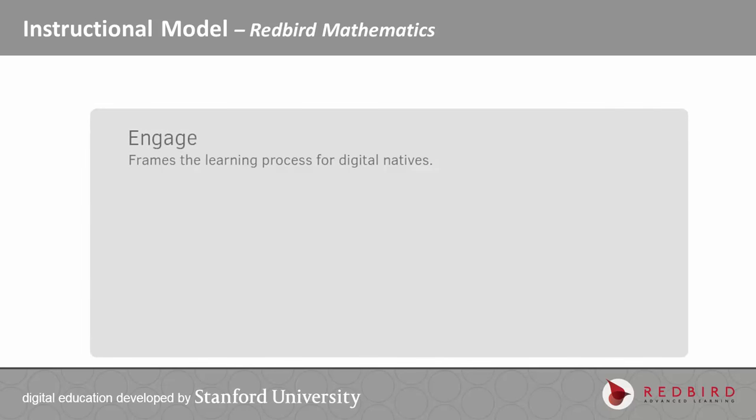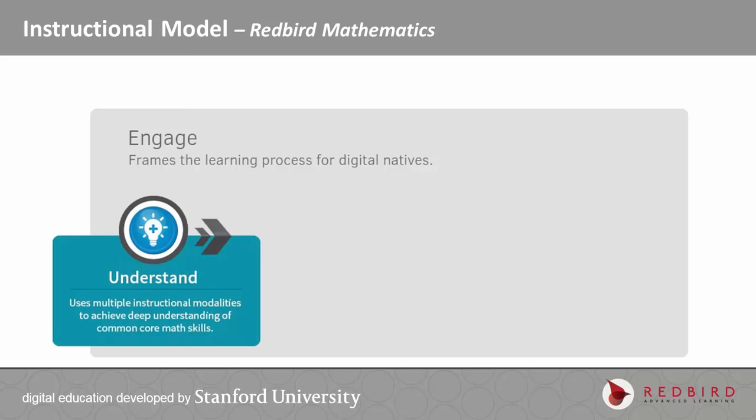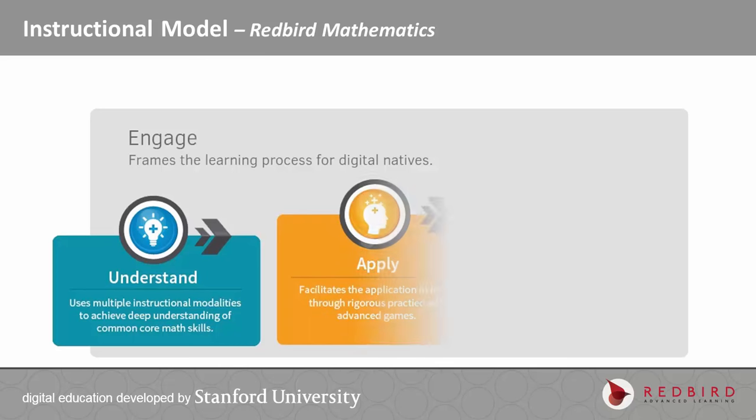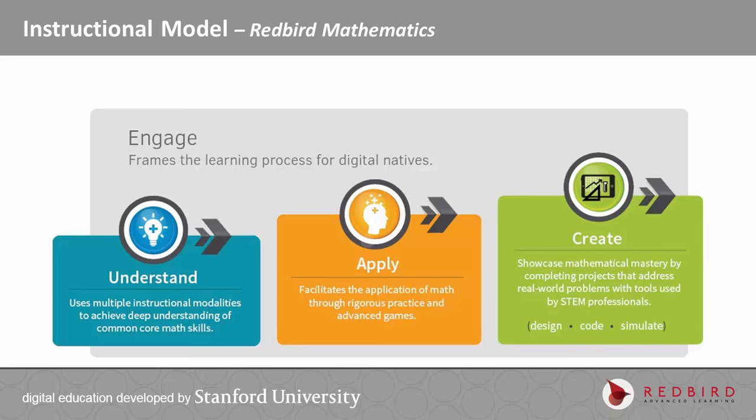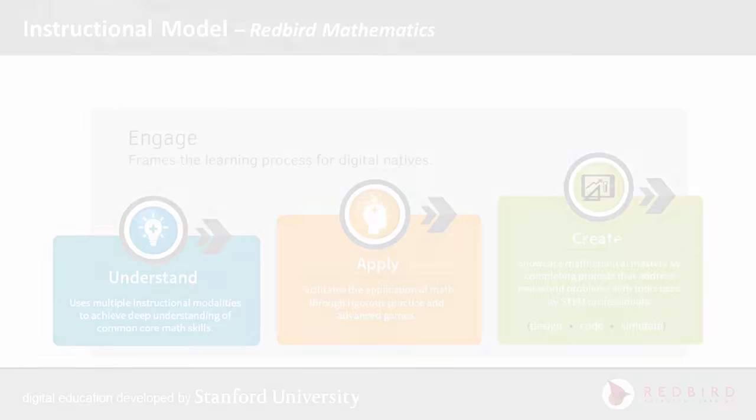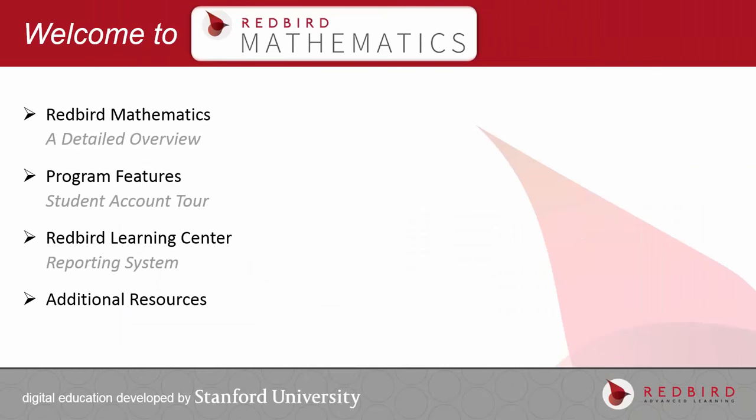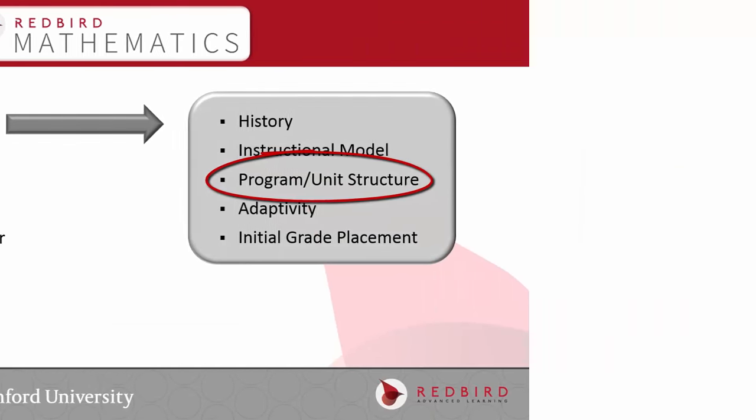At the first stage, students work to really understand the content using a variety of instructional modalities. This prepares them for the apply stage, where they demonstrate their understanding of mathematical concepts by completing practice items, contextualized problems, and games. At the highest level, we have the create stage, where students pull it all together to complete real-world digital STEM projects. Here, students use design, coding, or simulation tools, just like STEM professionals. Now let's take a look at how this instructional model ties into the overall program structure.